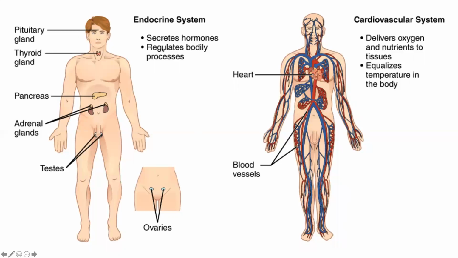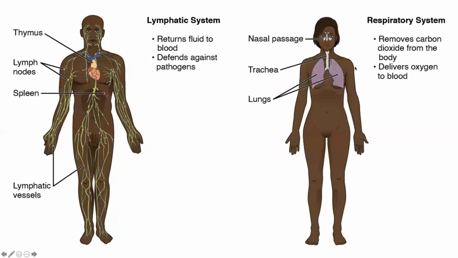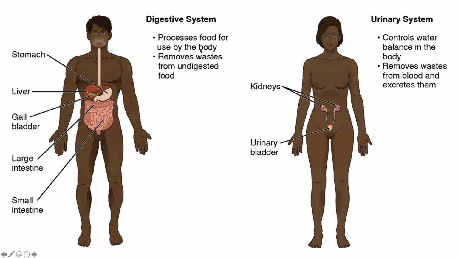The endocrine system is the hormone secretion system. The cardiovascular system, cardio means heart, vascular means blood vessel, covers the heart and all the blood vessels in our body. The lymphatic system consists of the lymphatics, which carry the excess fluid that cannot be carried by the veins, and take it back to the heart. That is the lymphatic system. The respiratory system is our breathing system. The digestive system is also called the gastrointestinal tract.